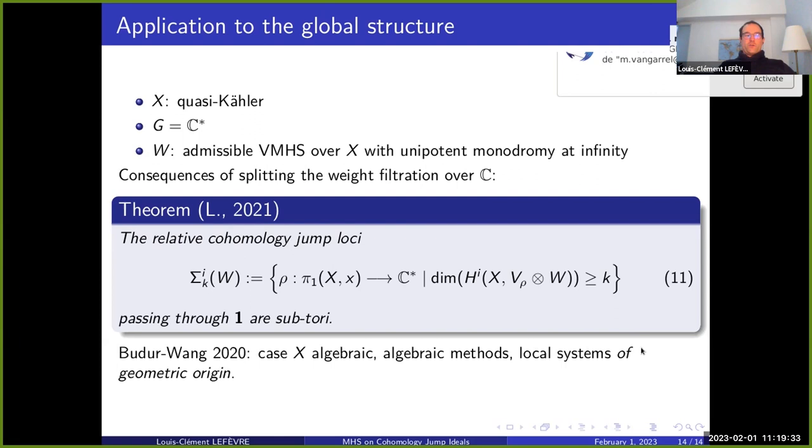This was known from Budur and Wang when X is algebraic, by using a more algebraic method, working with local systems of geometric origin. But I think this is a new result when X is quasi-Kähler and when W is an admissible variation of mixed Hodge structure. This is a new result, and it is proven only by transcendental methods, plus some combinatorics of higher maps, but this gives a new result as well as the global structure. And I think I'm done with this. Thank you very much.